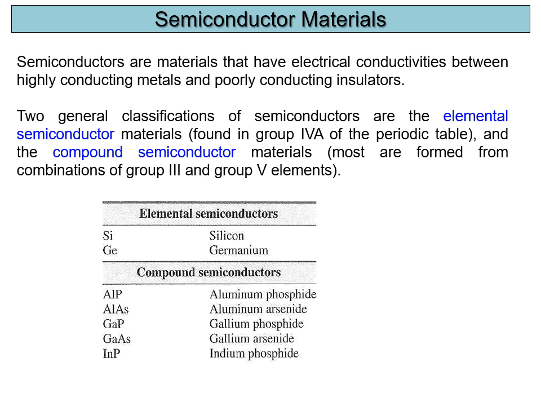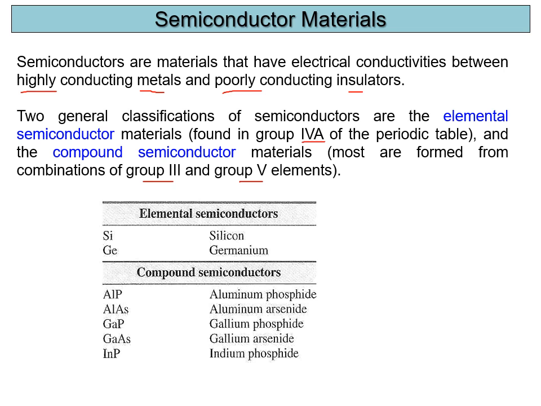Semiconductor material. Semiconductors are materials that have electrical conductivities between highly conducting metals and poorly conducting insulators. Two general classifications of semiconductors are the elemental semiconductor materials found in group 4A of the periodic table and the compound semiconductor materials. Most are formed from combination of group 3 and group 5 elements.